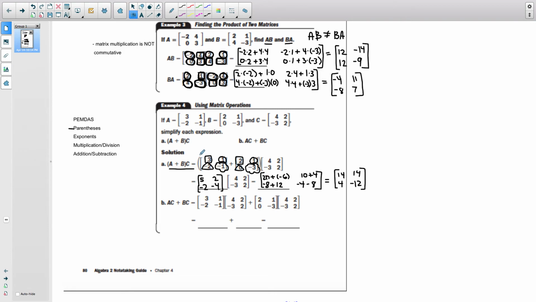So I just basically follow my rules of matrix operations as well as my rules of order of operations. Parentheses first, so I added them together. And then after I added them, then I was able to multiply them.